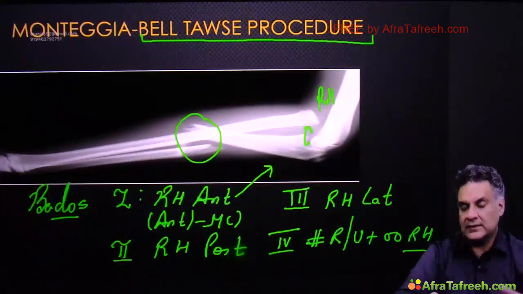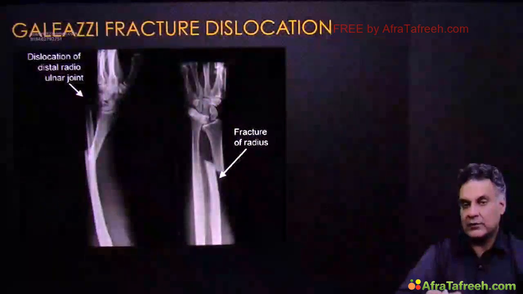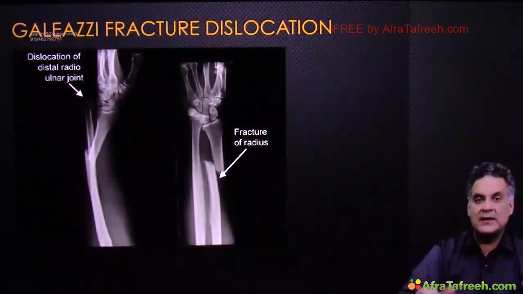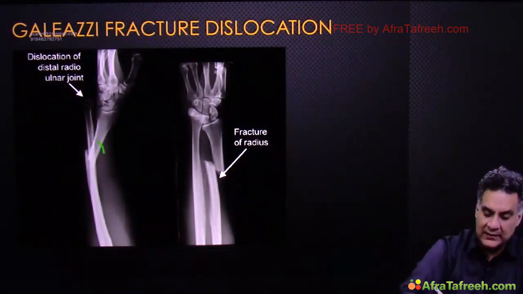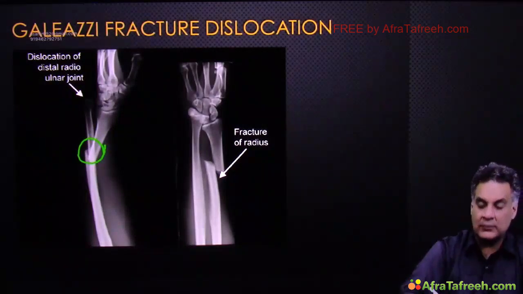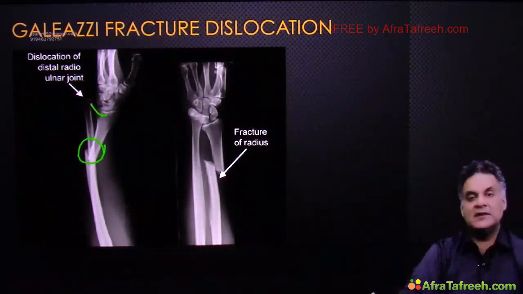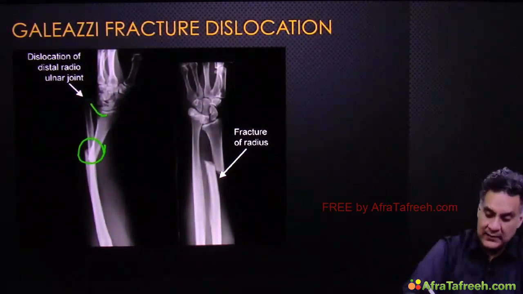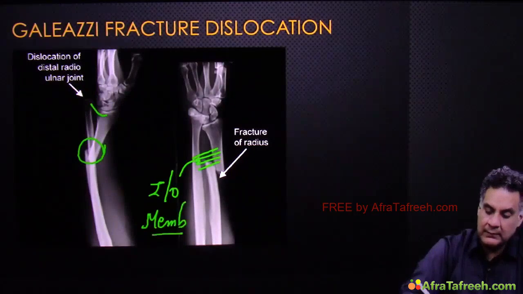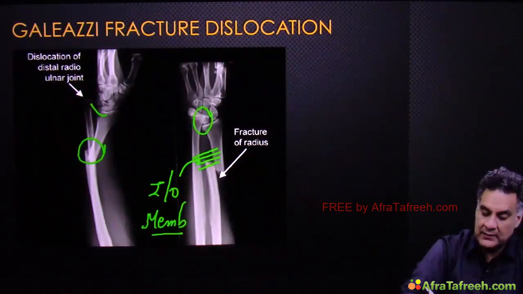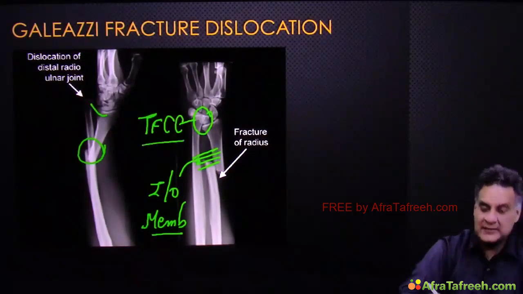Monteggia is very common in entrance exams, but what is common overall and in entrance is Galeazzi. G for Galeazzi, G for ground. So it's a fracture of the radius towards the ground, the lower end, with dislocation of the distal radioulnar joint. Plus, there is damage to the interosseous membrane. Plus, there is damage to the triangular fibrocartilage complex at the wrist.